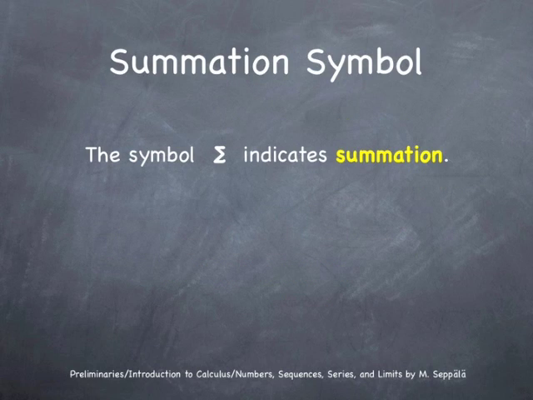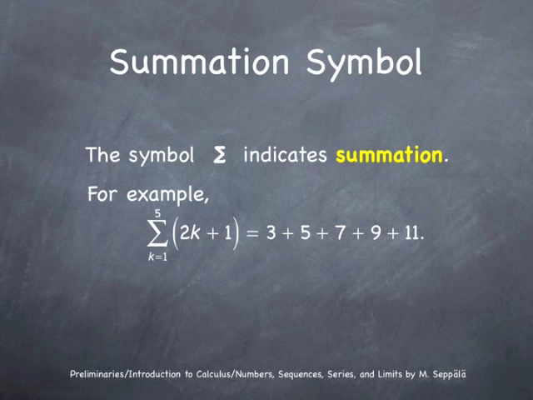The Greek letter capital sigma indicates summation. For example, if we write summation k from 1 to 5, 2 times k plus 1, we mean the sum of odd numbers from 3 to 11. That is, summation k from 1 to 5, 2k plus 1 is 3 plus 5 plus 7 plus 9 plus 11. The right-hand side has been obtained by substituting all possible values from 1 to 5 in place of k in the expression 2k plus 1, and then by adding all these numbers.